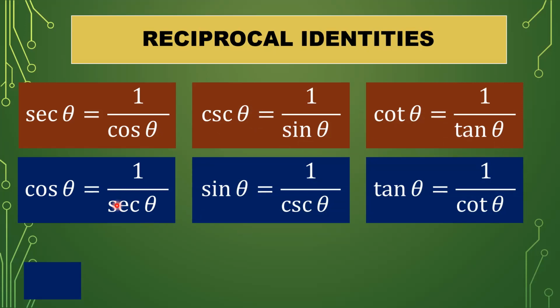Pwede rin na naka-product form na, na sinusulat natin yung product nito is equal to 1. So pwede rin halimbawa yung identity natin cosine theta times secant theta, we can replace that product as 1. Okay? Same as sine theta times cosecant theta, we can replace their product as 1. Tangent theta times cotangent theta, we can replace their product as 1. Okay? So ayun, hindi tayo naka-fix na ito lang yung version niya, no? So ito lang yung mga basic na versions yung nasa red rectangles. Pero pwede pang ma-derive yung other versions niya, just like the blue one here.